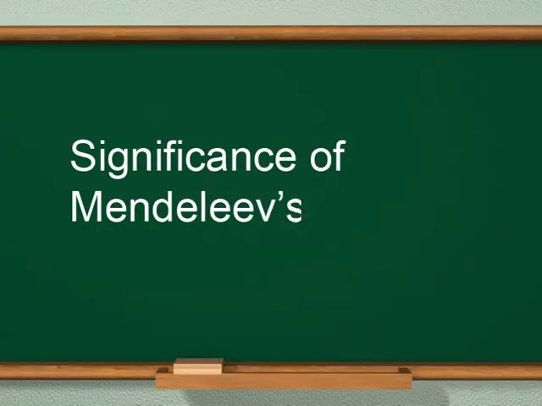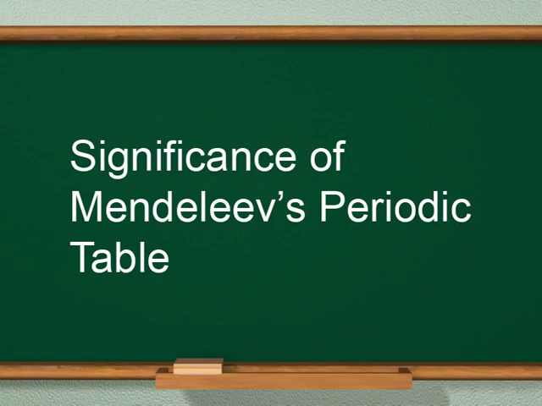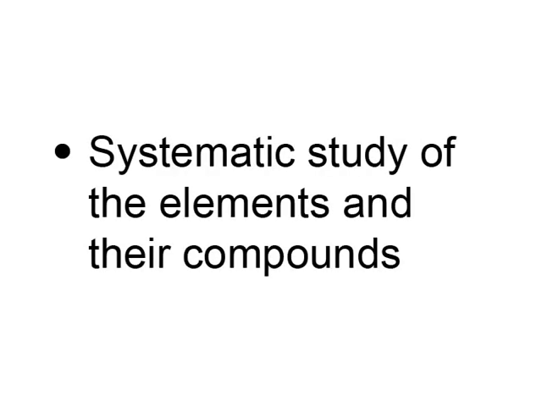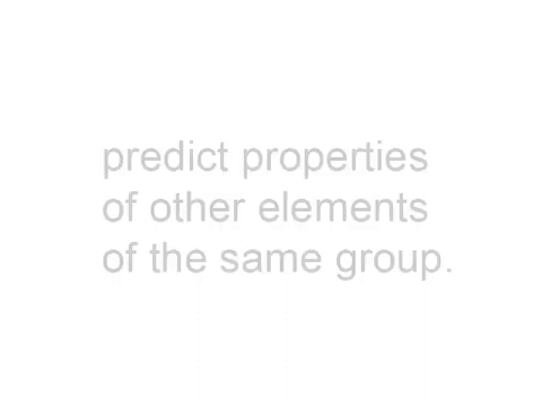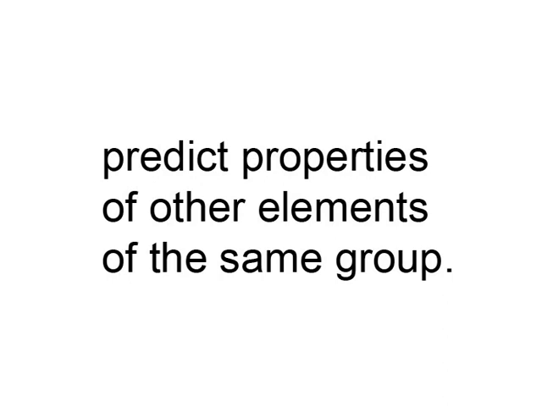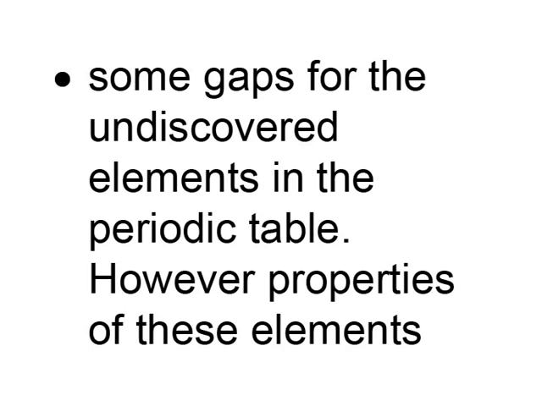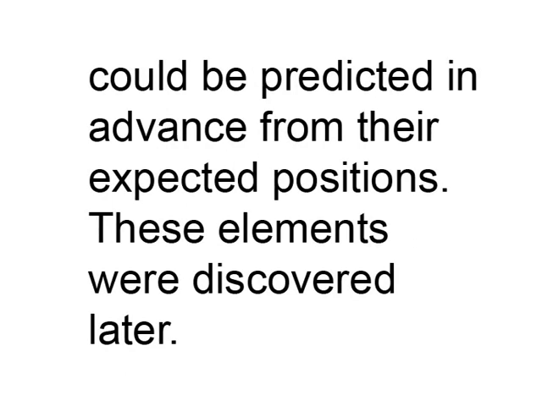Significance of Mendeleev's periodic table. It allows the systematic study of the elements and their compounds. In simple words, we can say that if we know about the properties of one element of a group, we can easily predict properties of other elements of the same group. Mendeleev had left some gaps for the undiscovered elements in the periodic table. However, properties of these elements could be predicted in advance from their expected positions. These elements were discovered later.